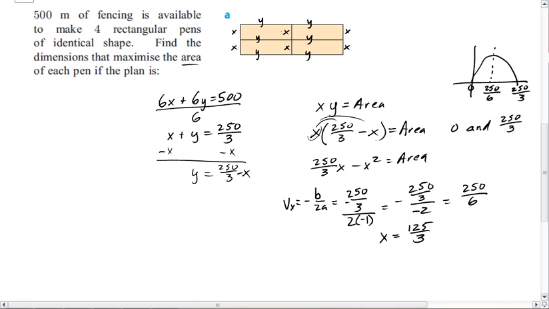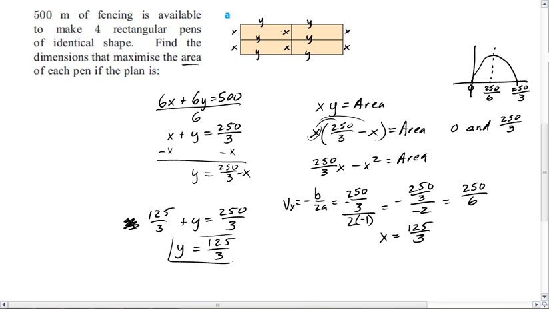So that's what we're going to do. We're just going to plug it back into this one right here. So x, which was 125 over 3, plus y equals 250 over 3. And then when you subtract that over, you get, surprise, surprise, 125 over 3.